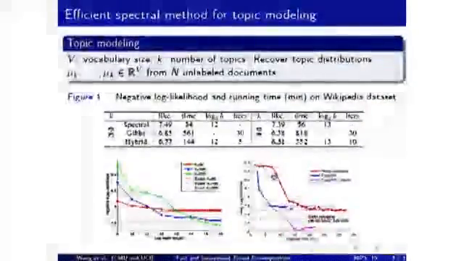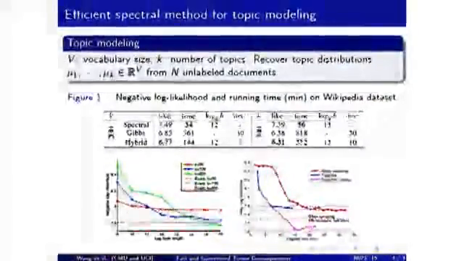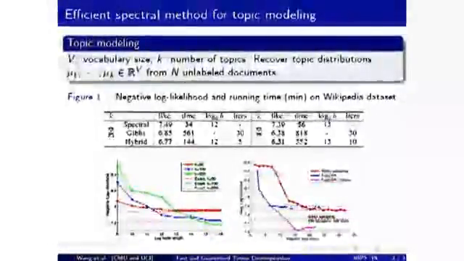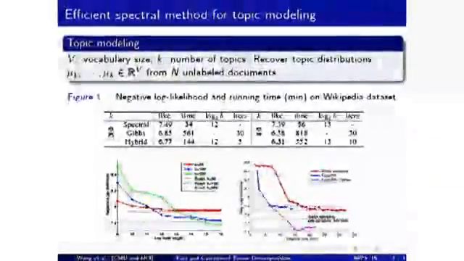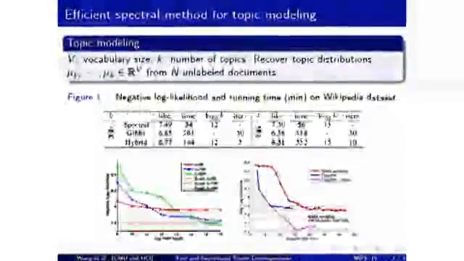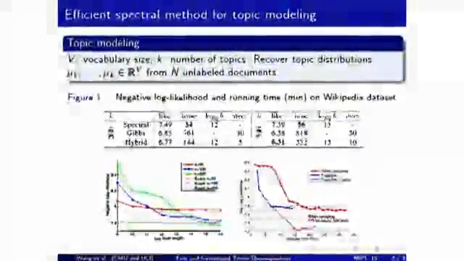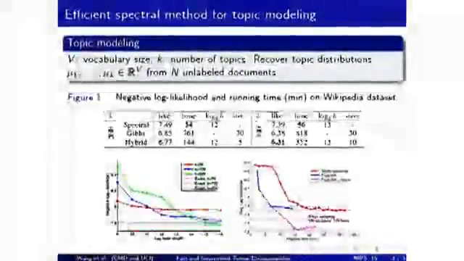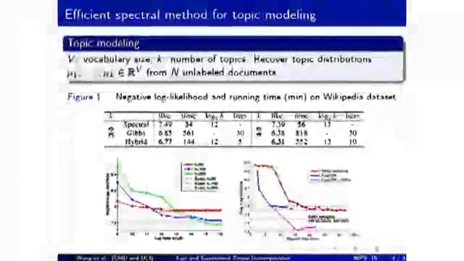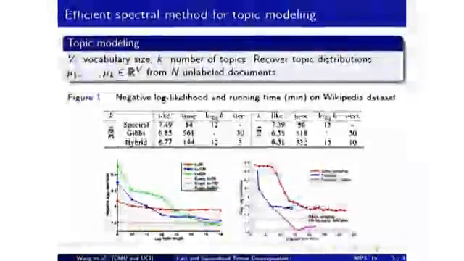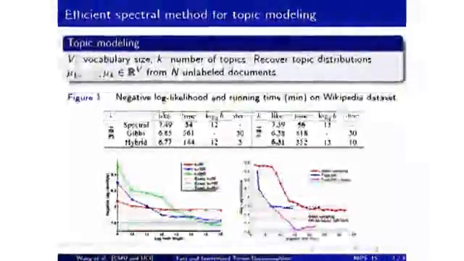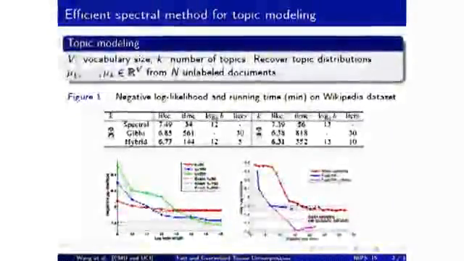We also apply our proposed method to some real-world machine learning applications, such as topic modeling. In this problem, we want to recover k latent topic distributions from unlabeled documents. We compare the negative log likelihood and running time of our proposed method with collapsed Gibbs sampling, and we show that a hybrid approach will outperform Gibbs sampling in terms of both document modeling and running time.